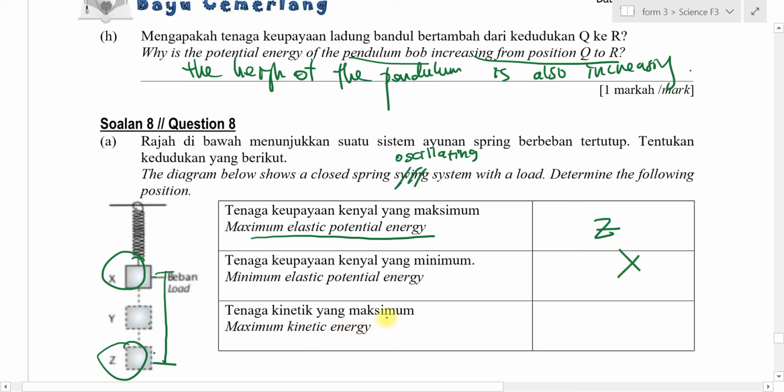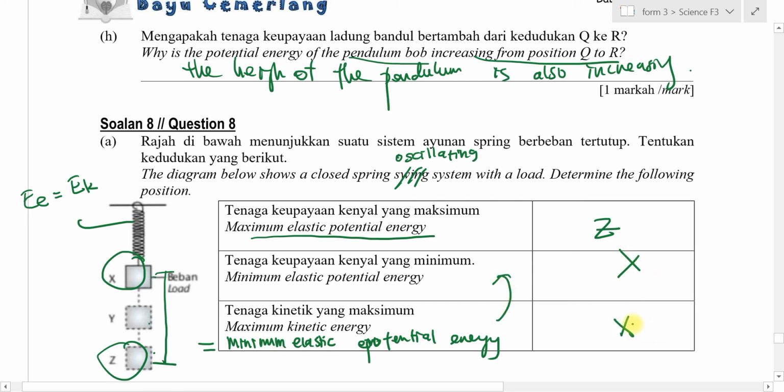Where is your maximum kinetic energy? You know that in this spring system, the energy changes between elastic potential energy and kinetic energy. So when I say maximum kinetic energy, it should be minimum elastic potential energy. It's the same as the previous question, that is X also. The Y is just useless.